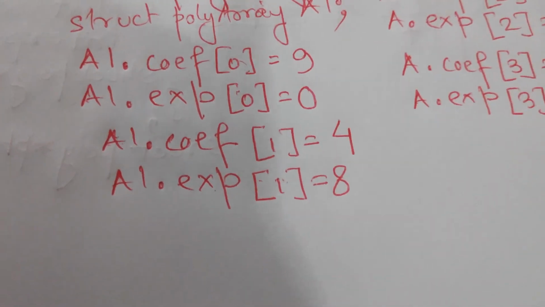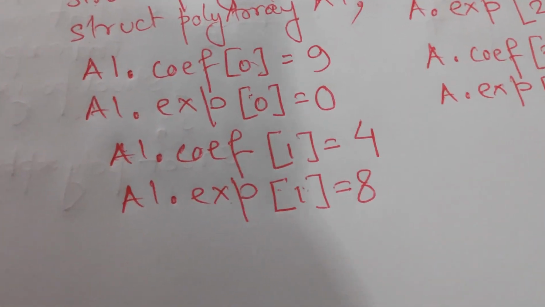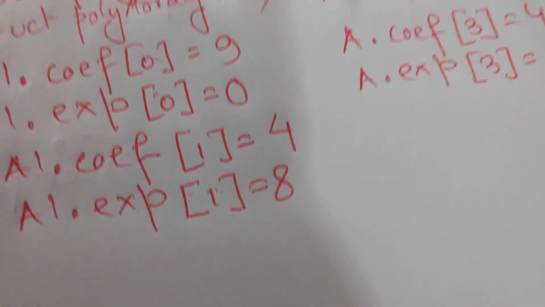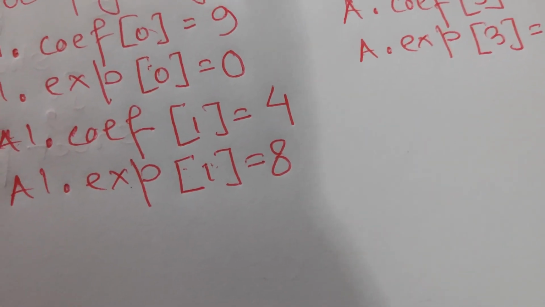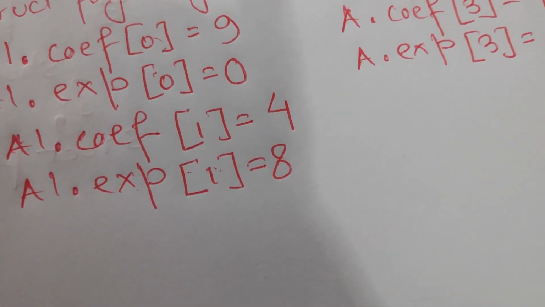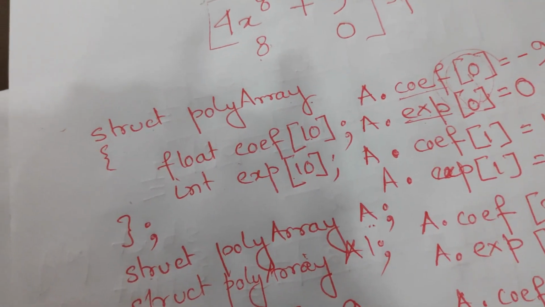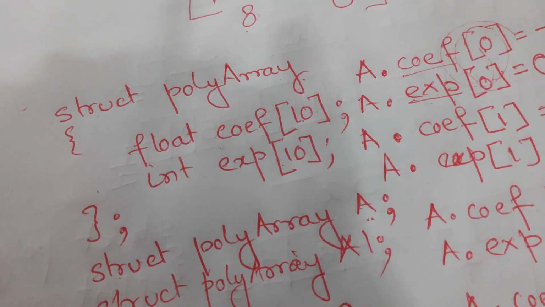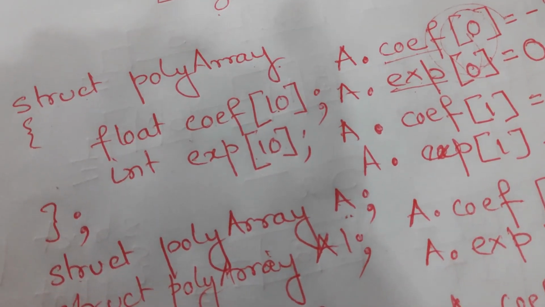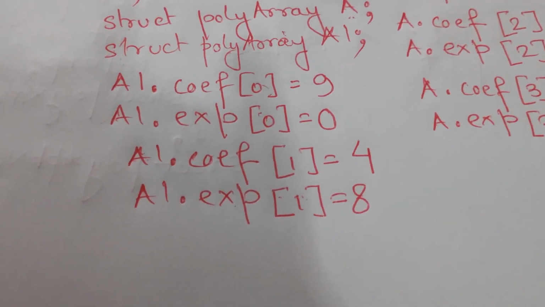Now, as we have already discussed in our class, an array is a static representation. Array is static in nature. You always have to declare the size of the array before you use it. So, no matter what, you have to declare the size of the array, of the coefficient and the exponent. Now the size of the array has been taken as 10, but we are representing only 2 terms.